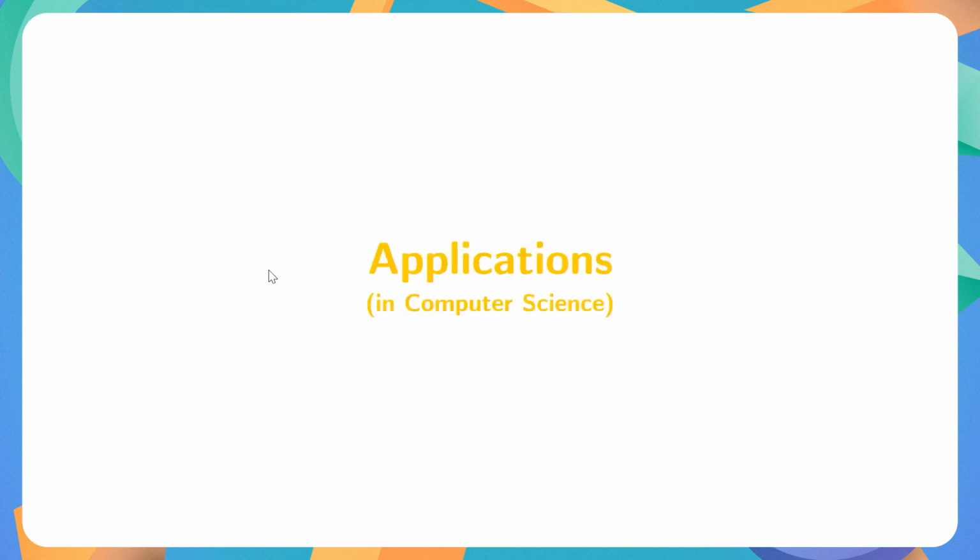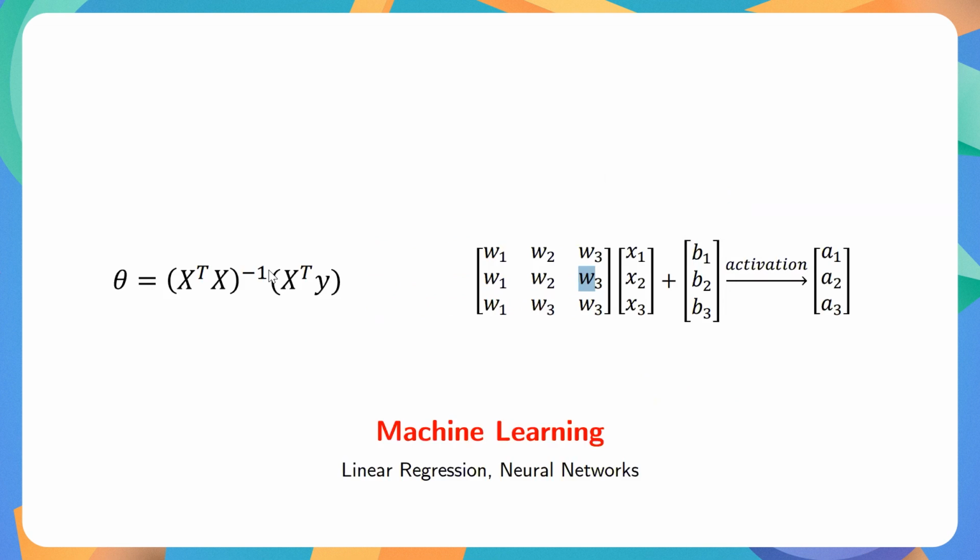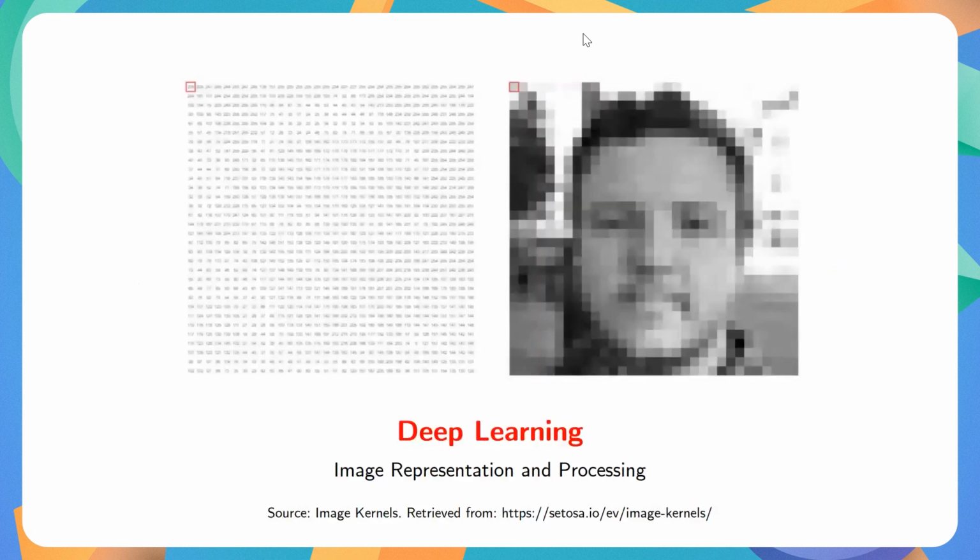So what are the applications of this, at least for computer science? It's used a lot in machine learning, specifically in linear regression and neural networks. A lot of the applications in machine learning heavily use matrices with regards to the equations being computed. You can also see this in deep learning, specifically in image representation and processing, wherein you can represent matrices as images. Each number in the matrix represents the lightness or darkness of a certain pixel in an image, at least for a grayscale image.